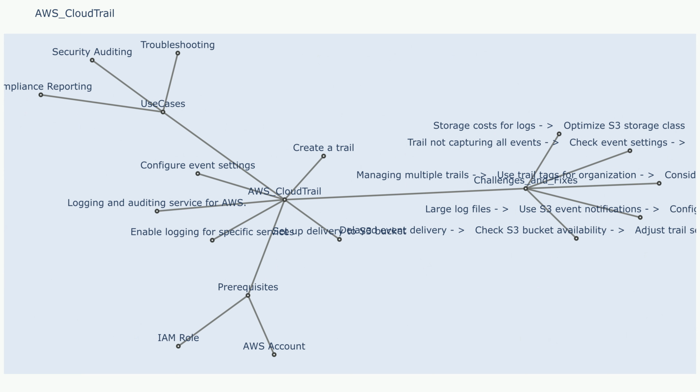Configure CloudWatch logs for analysis. You can configure CloudWatch logs to process and analyze your CloudTrail logs. This can help you to identify patterns and trends in your AWS account.